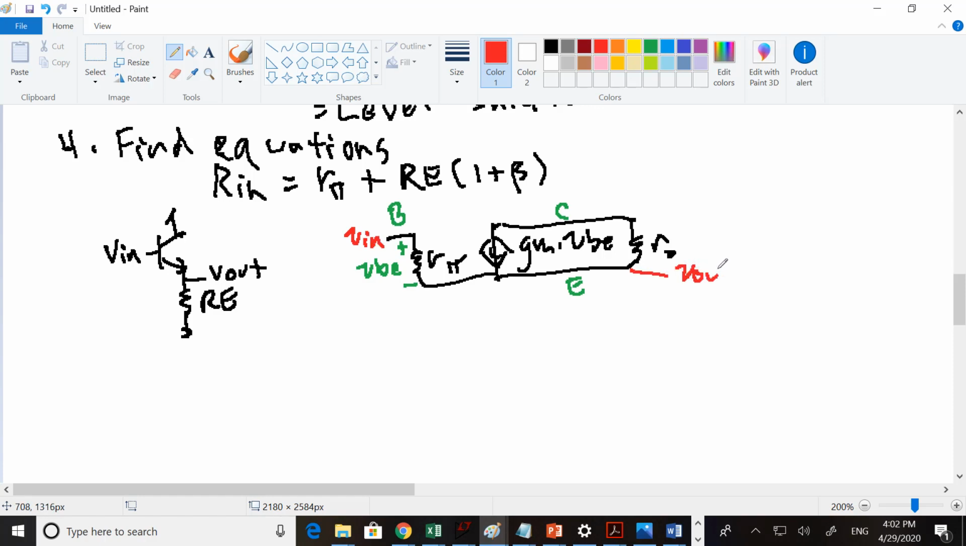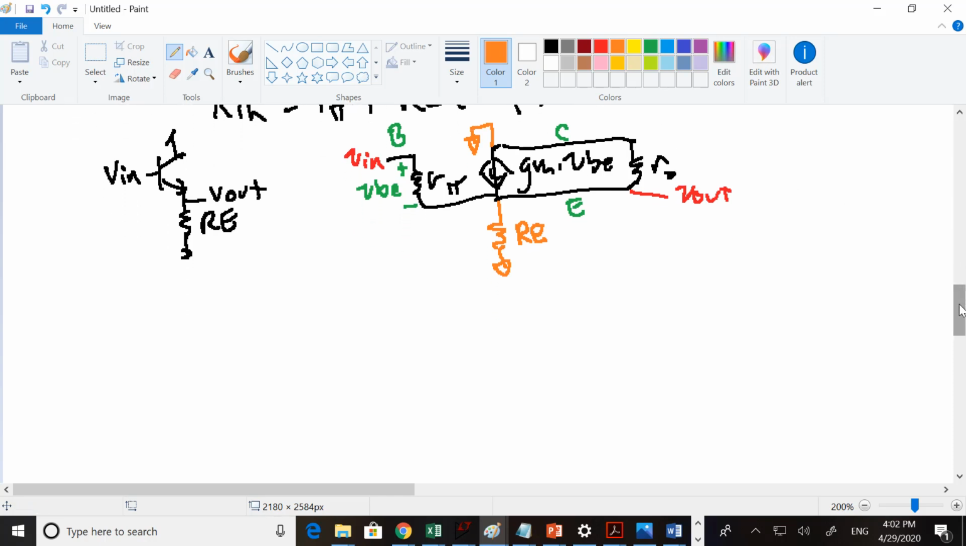This is V out at the emitter. Then we also have the simplifications. The supply goes to ground. It's a DC source, so it goes to ground. And then you have RE also going to ground. Okay, so you can clean this up a little bit by putting RE in parallel with RO, but just to save a touch of drawing time, since we're trying to find R out, I can do this.